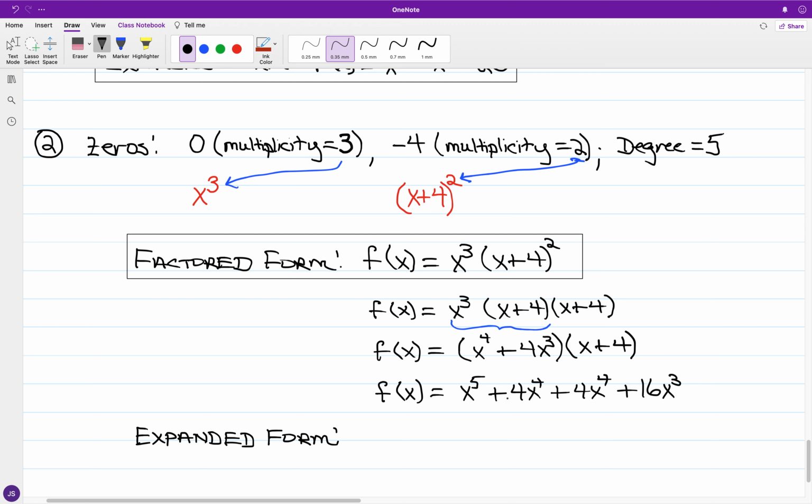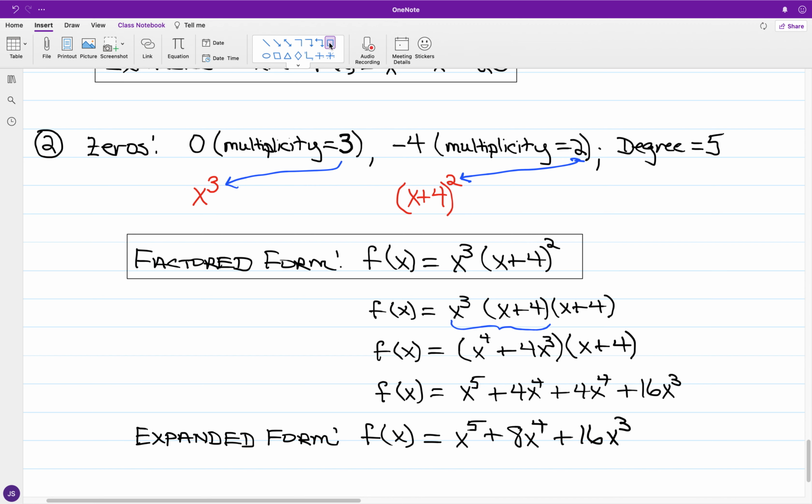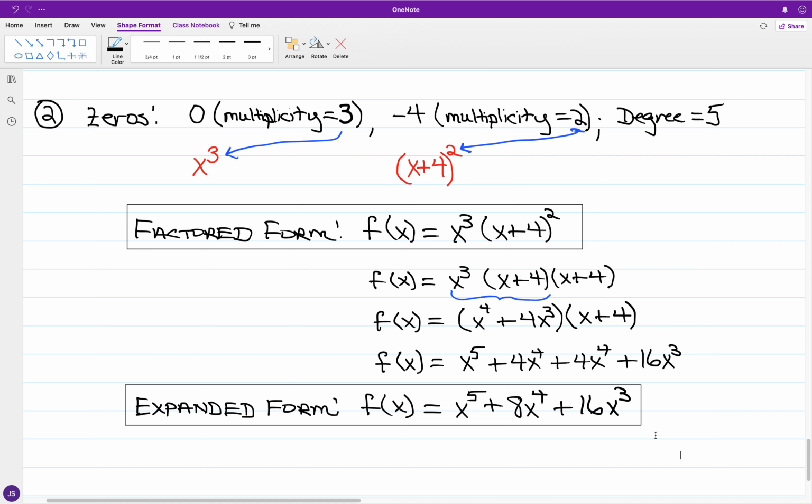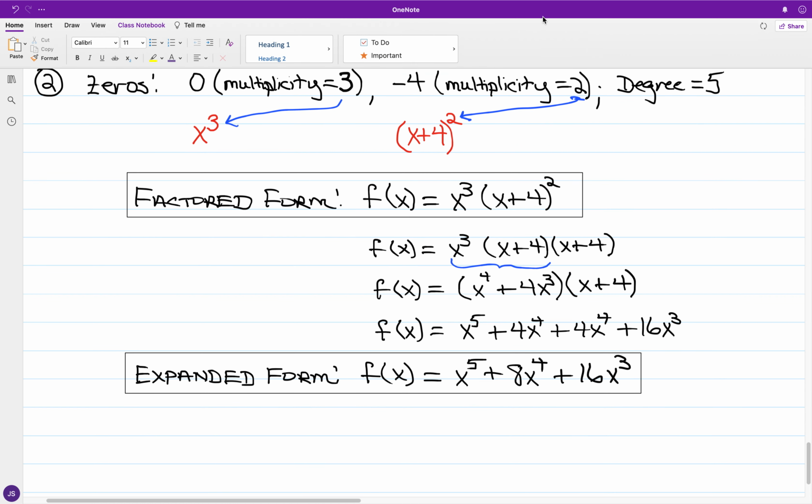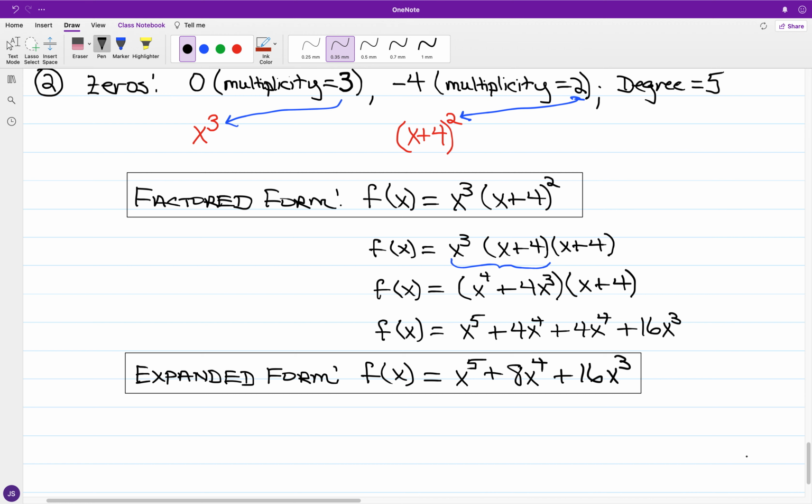So we have for the expanded form, as I combine the terms in the middle. So we have f of x is equal to x to the fifth, plus 8x to the fourth, plus 16x cubed. Okay. Now, in terms of where we can have zeros to be a bit drawn out.